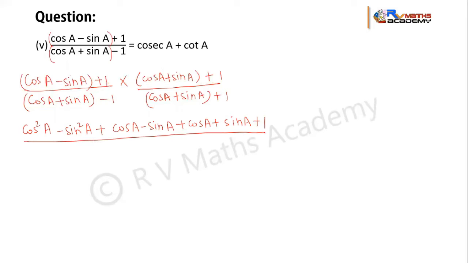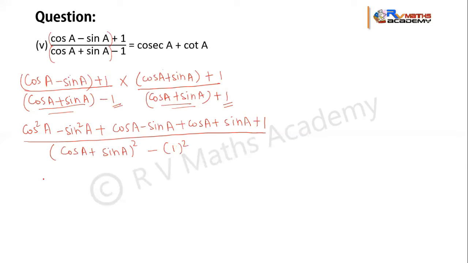Now come to the denominator. You can see the denominator is in the form, this is A, same, and this is B. So we can write the formula A minus B and A plus B, that is A square minus B square. So our A is cos A plus sin A whole square minus 1 whole square.